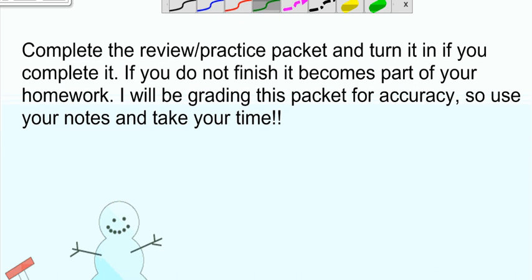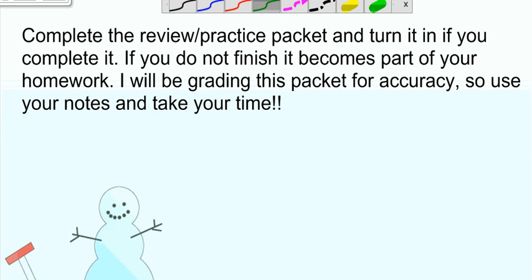All right, for the remainder of class, you should have picked up a packet when you walked in or been handed a packet. Please complete this thoroughly. I am going to grade it for accuracy. Please use your notes and take your time. I only put a few new problems on there. The rest should be review or practice from what we've either done with sine and cosine or looking back at the unit circle and unit circle values.